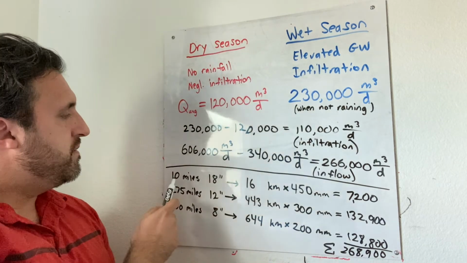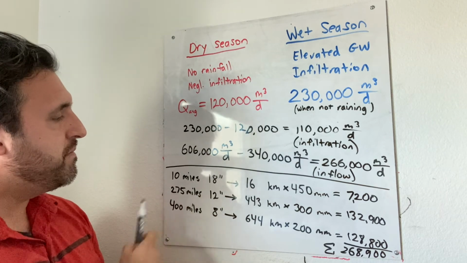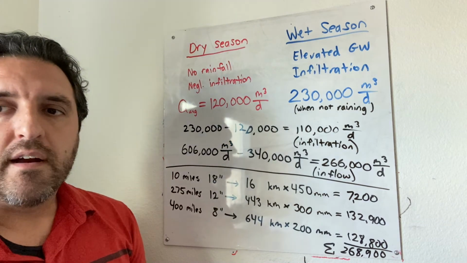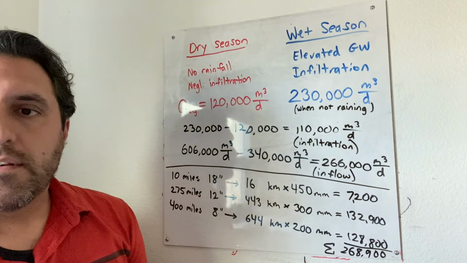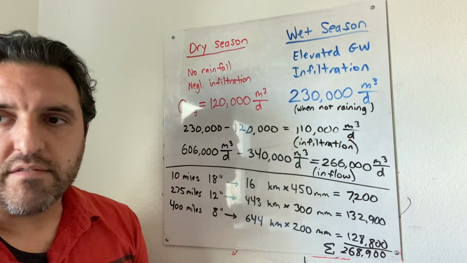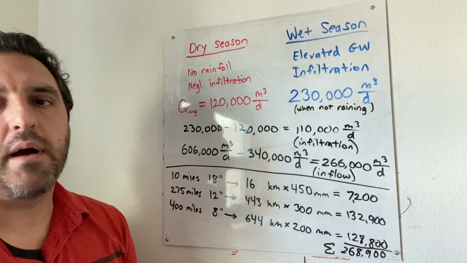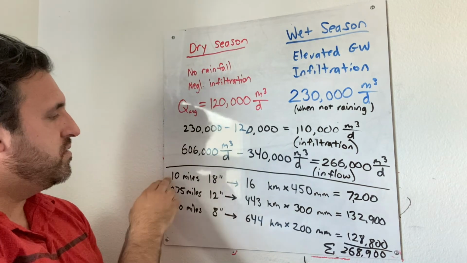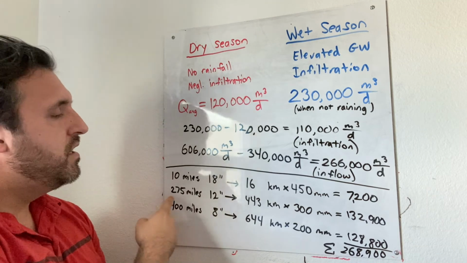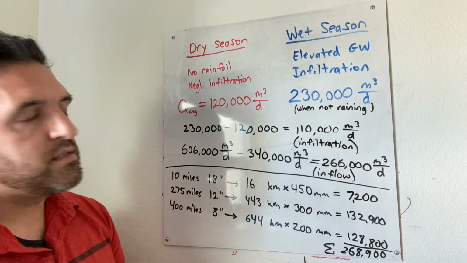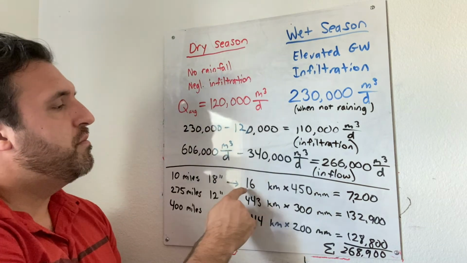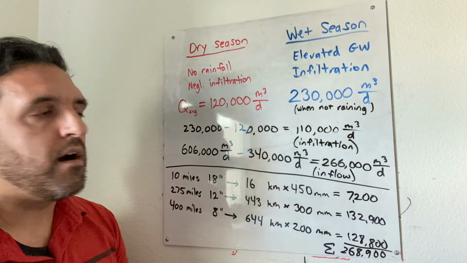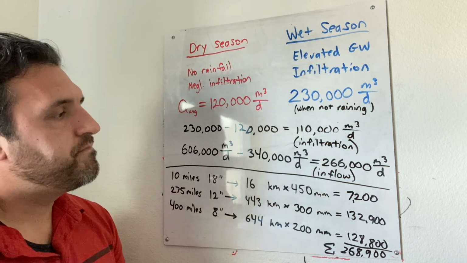So we're told that the system has 10 miles of 18-inch pipe, 270 miles of 12-inch pipe, 400 miles of 8-inch pipe. In order to compare our rate with the local regulatory agency rate, which is expressed per millimeter of pipe per kilometer, we'll need to just convert these into the appropriate units. So 10 miles is approximately 16 kilometers, and 18-inch pipe is approximately 450 millimeters. We multiply those two together, 16 times 450 equals 7,200. The units there are millimeter-kilometers.